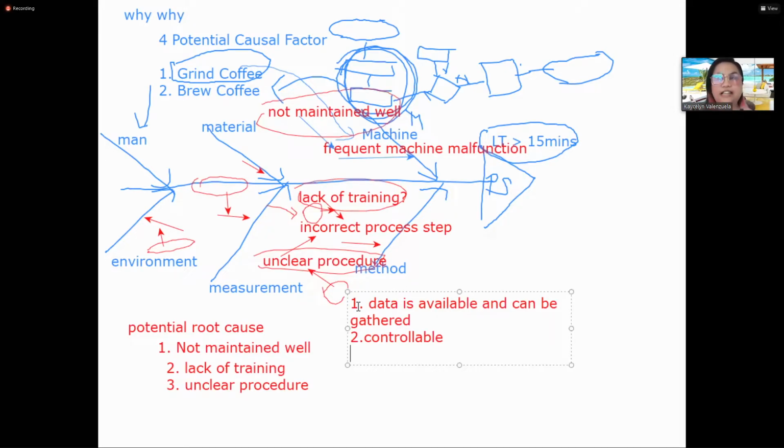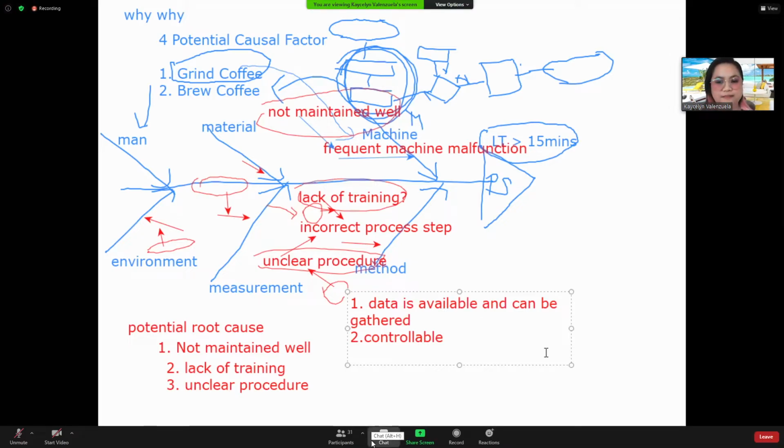Okay? Lagi nyo tandaan, your root cause will always be either a man, material, machine, method, measurement, and environment that can be gathered, okay, data that can be gathered and controllable. Okay? Clear sa'yo? If it's clear, can you type crystal?